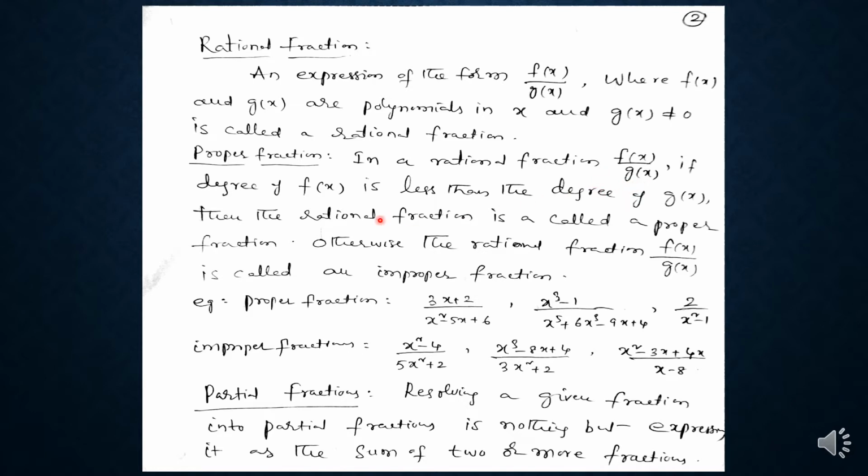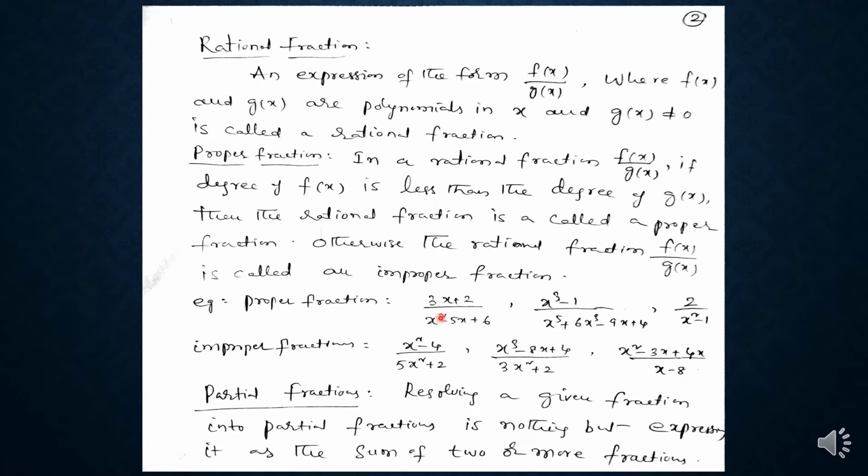If the degree of f of x, that is the numerator, is less than the degree of g of x, then the rational fraction is called a proper fraction. In other words, if the degree of the numerator polynomial is less than the degree of the denominator, then the rational fraction f of x by g of x is called a proper fraction.